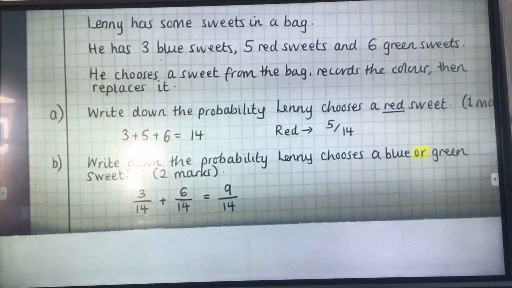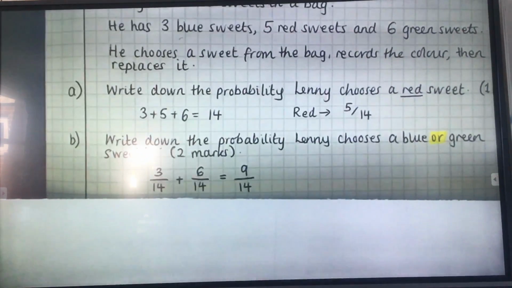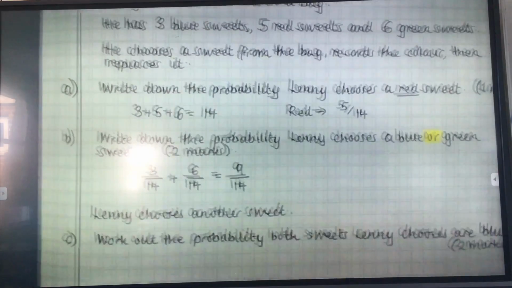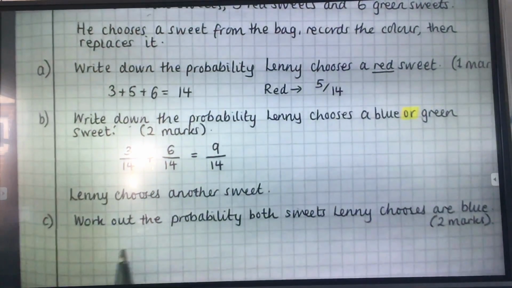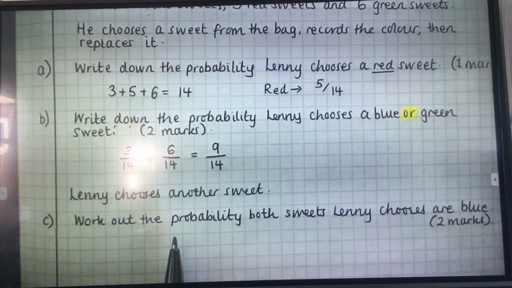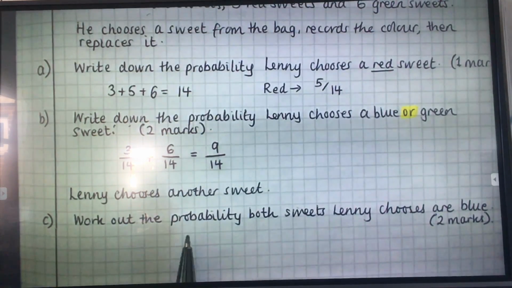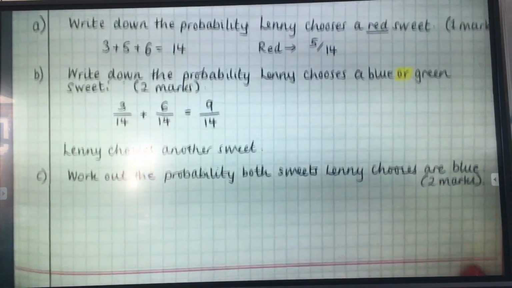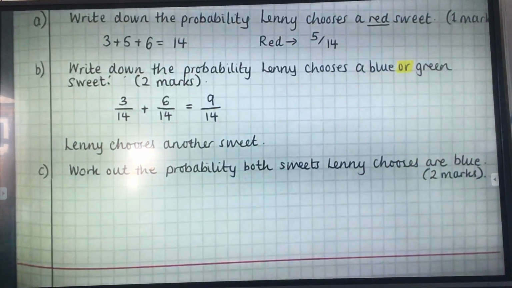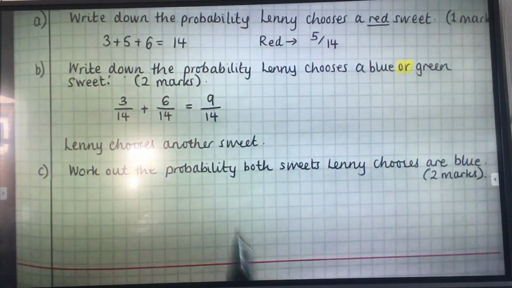Now part C, we're going to use our and rule. Now the and rule tends to be less obvious. So if you read this question, work out the probability that both sweets Lenny chooses are blue. Now, you'll find with the and rule that it's not obvious in the question that it's the and rule. You have to think about it. Now, this says that both sweets are blue.